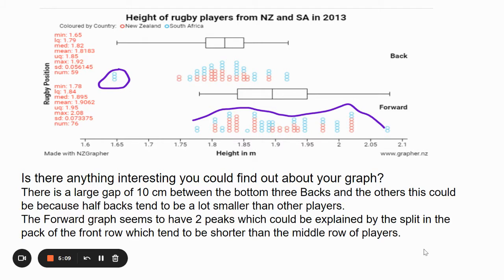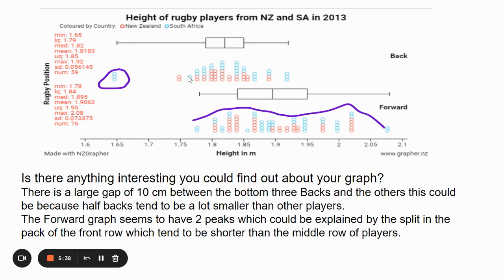So looking at my graph, I've put the circle here around these 3 dots here. So these 3 dots are a lot less in their height than the rest of the backs. So there is a large gap of 10 centimetres between the bottom 3 backs and the others. This could be because halfbacks tend to be a lot smaller than other players in the team. All right, so it could be, because I'm not sure, I'm just using that as a reference.